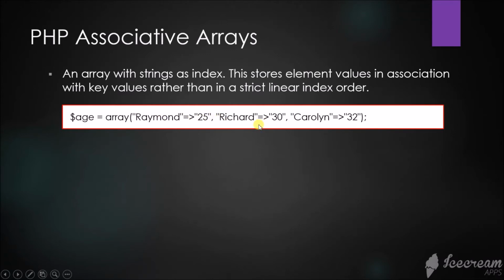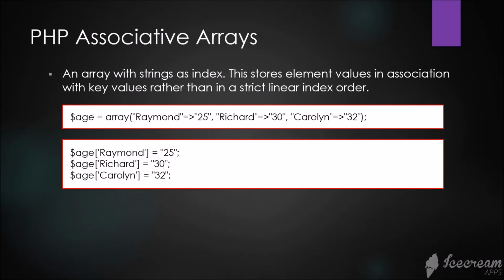So this is how we set up the associative array. The index, the string index, then the equal and greater than sign, like an arrow, then the value. Okay? So that's how we set up the associative array. So another way of adding an element or an item is like this. The variable name of the array, then square bracket, then the index equals to the value. Okay? So that's how we set up our associative array.